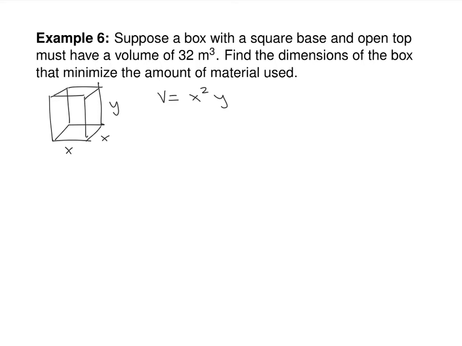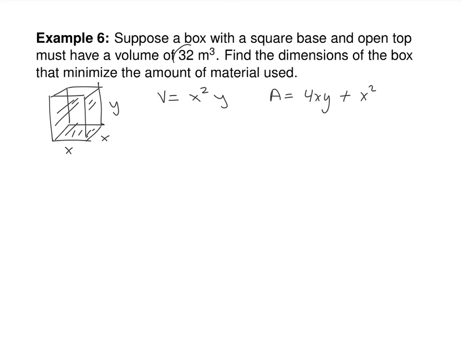If you have an open top, all the sides count in the material except for the top. Does that make sense? So that's kind of like saying minimizing the stuff used is the same as minimizing the surface area. So how many sides would this box have? It'd have 4xy, those are all the sides, and then plus an x squared. So those are your two equations. If the box had a top, it'd be 2x squared.